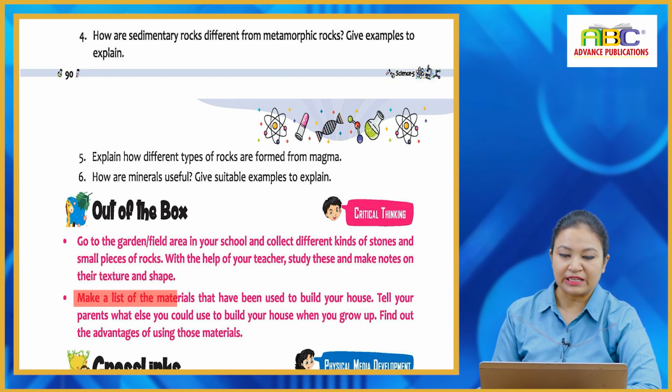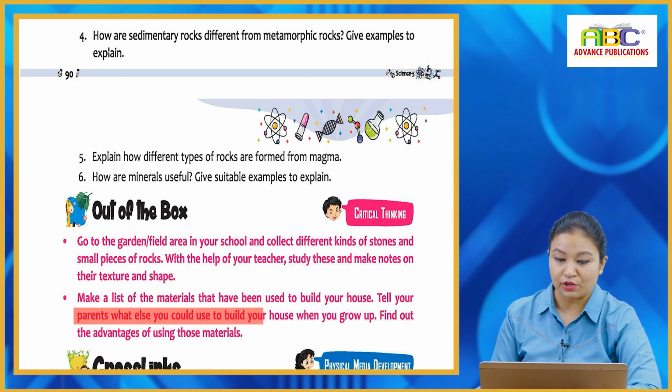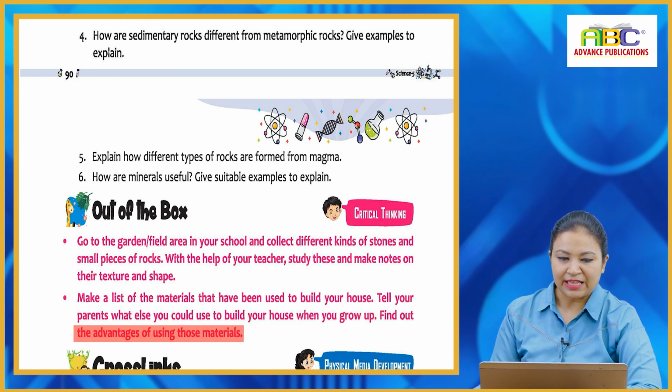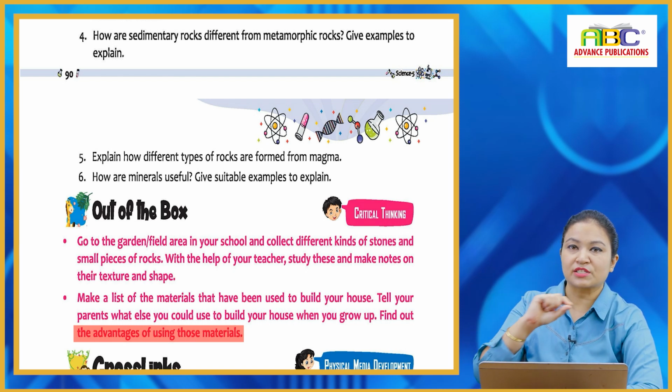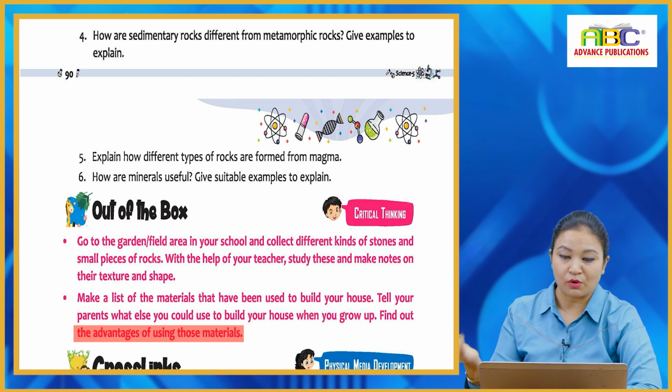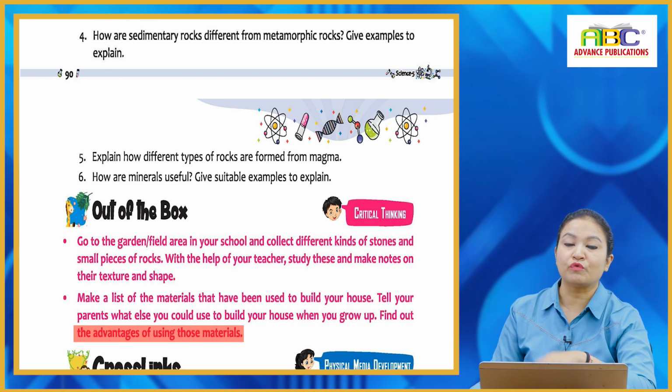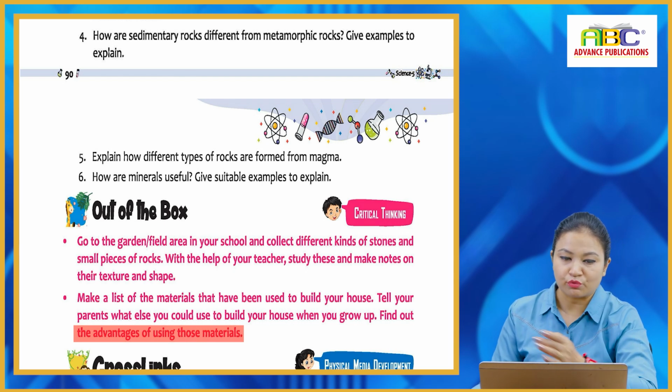Make a list of the materials that have been used to build your house. Tell your parents what else you could use to build your house when you grow up. Find out the advantages of using those materials. There is another activity given here. You have to make a list of what is required to make a house, and you have to discuss with your friend or your parents to tell about how you will build a house in future.